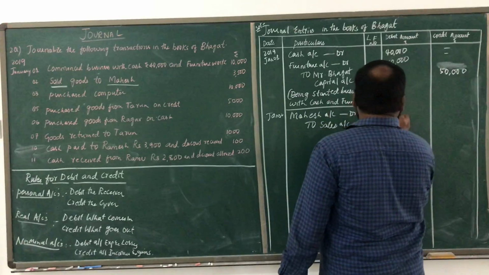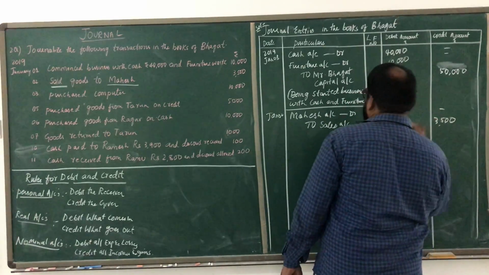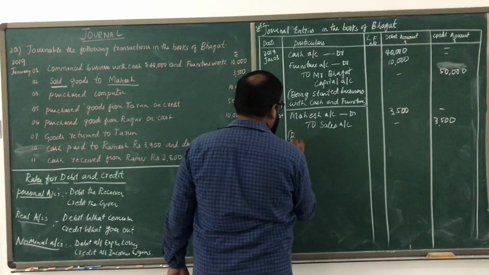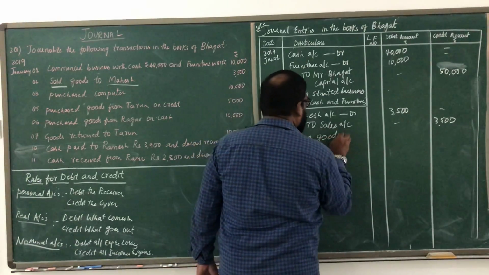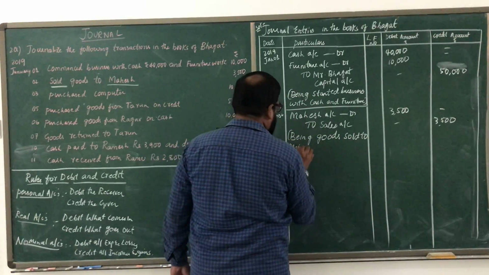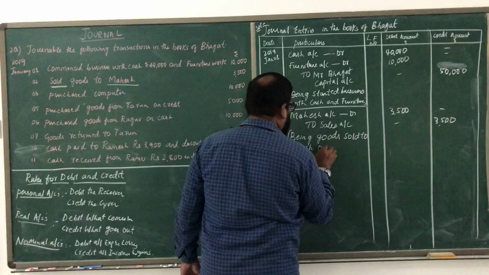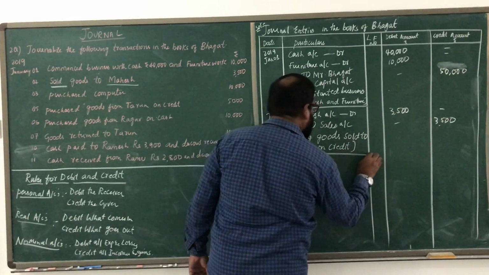3,500 in the debit as well as 3,500 in the credit. The description of this entry is being goods sold to Mahesh on credit. That also we have, right. Why? Because it is our credit transaction. It is our second transaction completed.